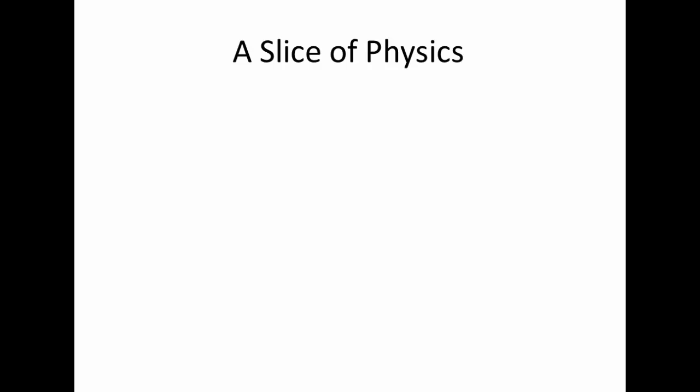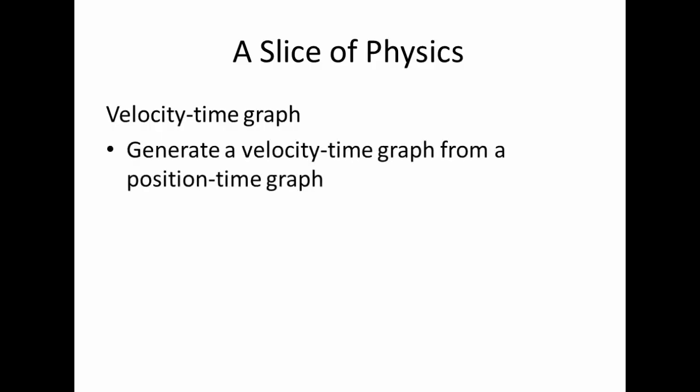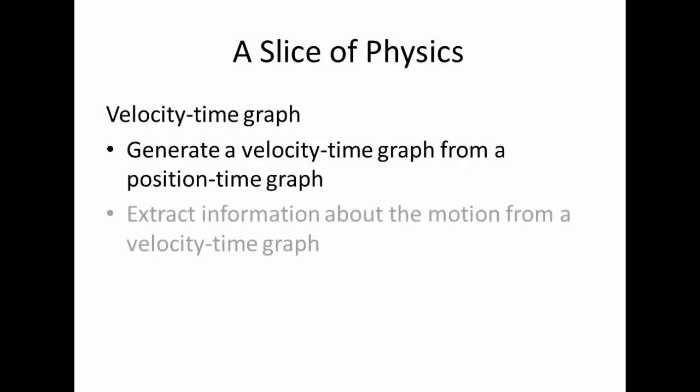In the previous video, we looked at the position time graph and learned how to extract a lot of useful information about the motion from that graph. Now we're going to look at a different graph of motion, the velocity time graph. We're first going to take the same position time graph that we worked with last time and generate a corresponding velocity time graph for it. And once we do that, we're going to summarize some of the key points about how to extract information about motion from a velocity time graph.